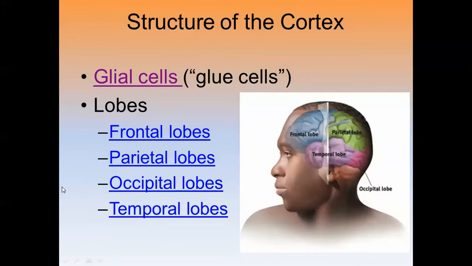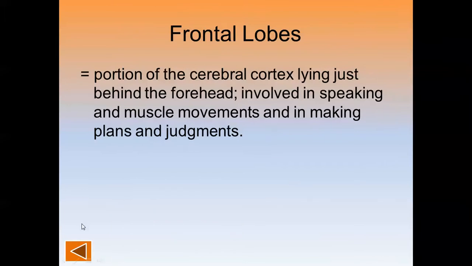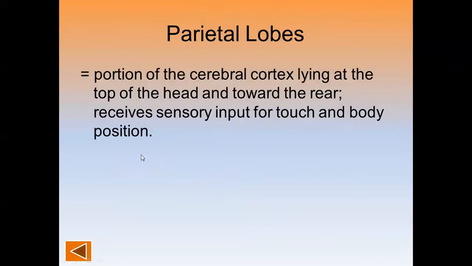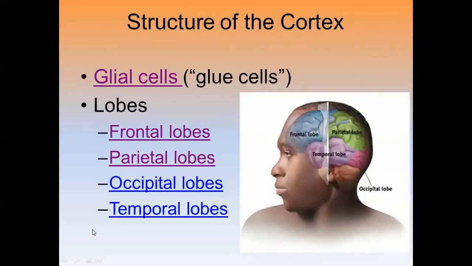The frontal lobes are just behind the forehead, and they're involved in speaking, muscle movements, and planning and making judgments. The parietal lobes are at the top of the head and towards the rear, and they receive sensory input for touch and body position. So if you have damage to your parietal lobes, then that can really mess you up as far as knowing what your body is doing.